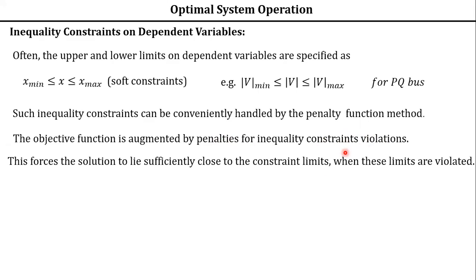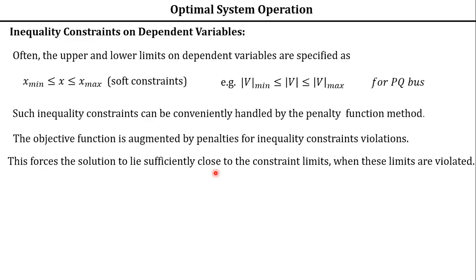Now this forces the solution to lie sufficiently close to the constraint limits when these limits are violated. Understood? So what does that mean? Suppose you have been asked to pay the examination fees by 10th November; if not, a penalty will be imposed till 20th November. Beyond 20th, you will not be permitted. So this will force you to pay the examination fees close to your deadline. That is the meaning of this.